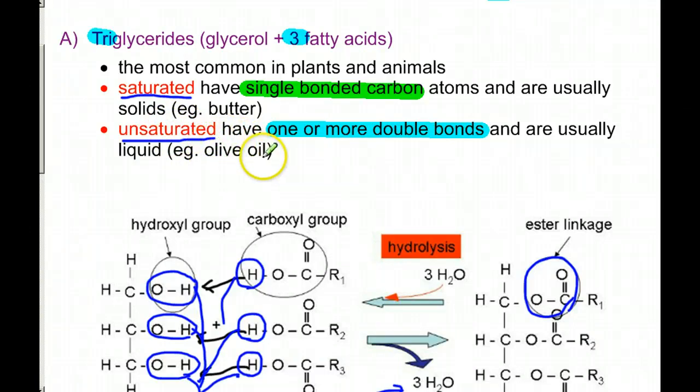These are mostly liquids. So when you have single bonded carbons, you have a nice solid structure. These are things like butter. When we have double bonds that are added into the carbons, we get kinks and the shape changes, so the overall structure changes, and we end up with liquids, an example being different types of oils.